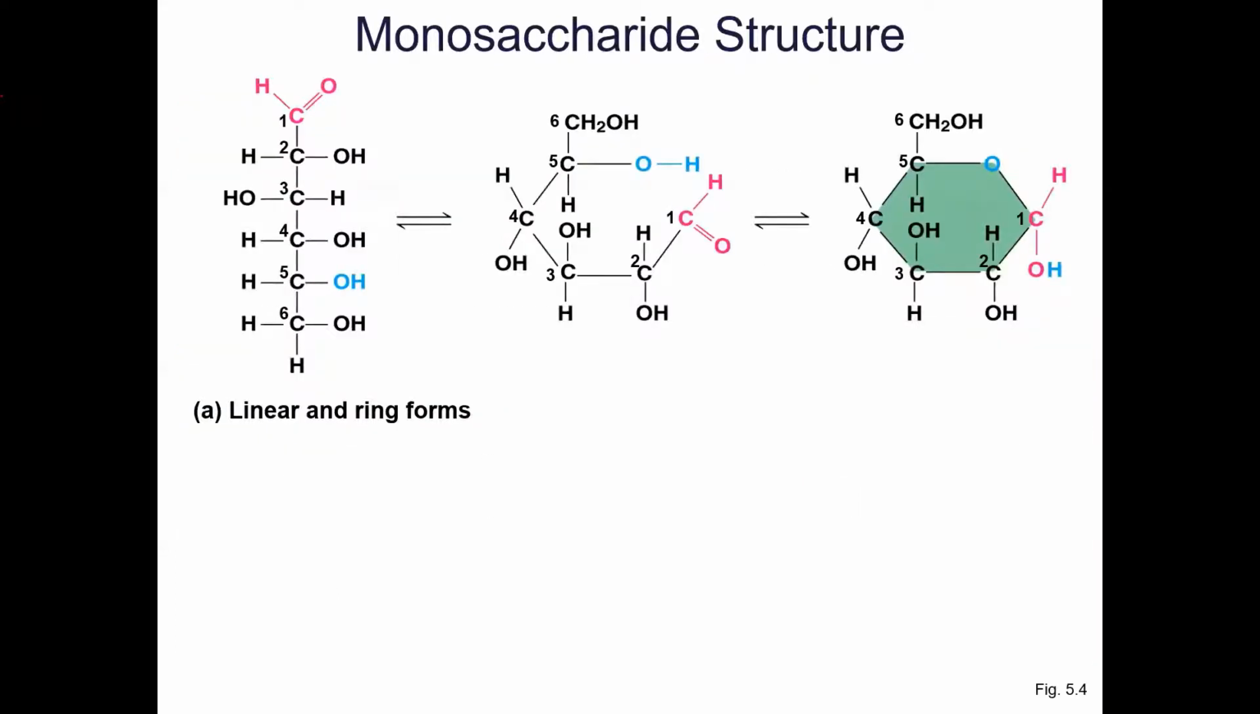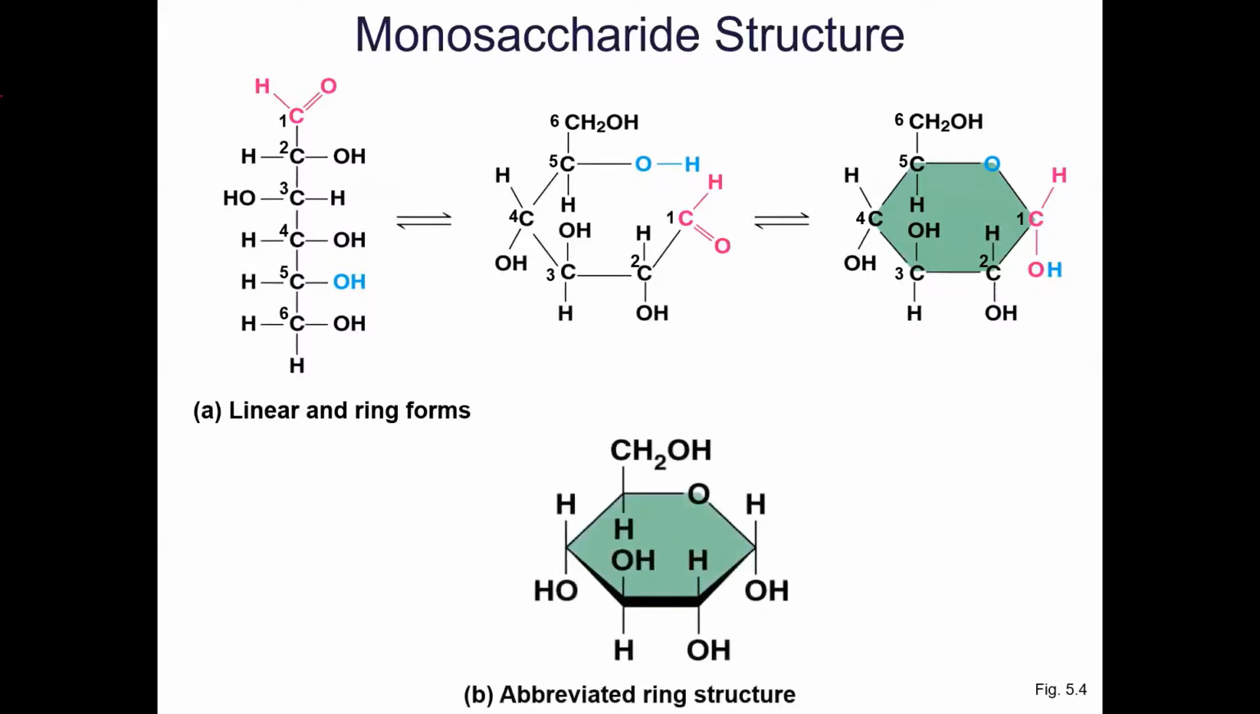You may be more familiar with the cyclized ring forms of carbohydrates. You can see this is glucose here on the left, and it actually exists in equilibrium, in solution, in a cyclic form and the linear form. So often you see carbohydrates represented as something like this. You can see this nice abbreviated ring structure form here.